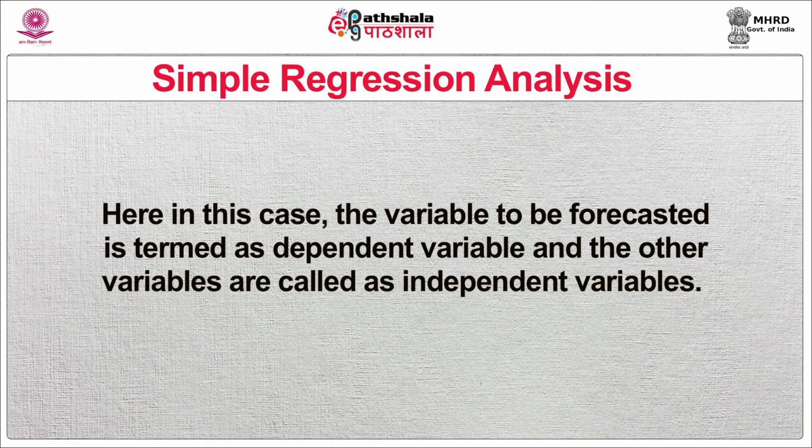Here in this case, the variable to be forecasted is termed as the dependent variable and the other variables are called independent variables. Regression analysis was also explained by Blair as a mathematical measure of the average relationship between two or more variables in terms of the original units of the data.